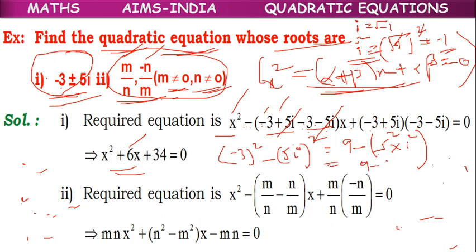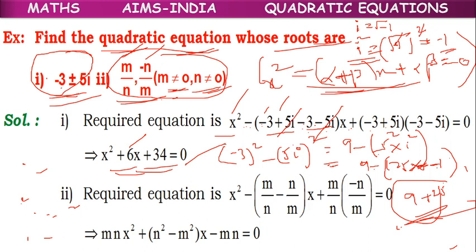9 minus 5 square, how much? 25 into i square, how much? Minus 1. 25 into minus 1. So what happens? Minus into minus is plus. 9 plus 25 into 1, 25. 9 plus 25 is 34. Like this we can write, because already we have told complex roots are conjugate.